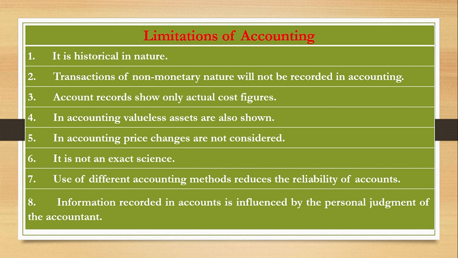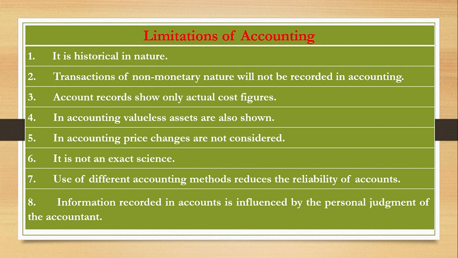see, the coin has two aspects, positive and negative. So what are the various limitations that we can have of this particular discipline, accounting? It is historical in nature. It uses past data for record making. Transactions of non-monetary nature will not be recorded in accounting. Account records show only actual cost figures. In accounting, valueless assets are also shown. In accounting, price changes are not considered. We do not consider the market price, rather we use the historical prices for determination of the book value.